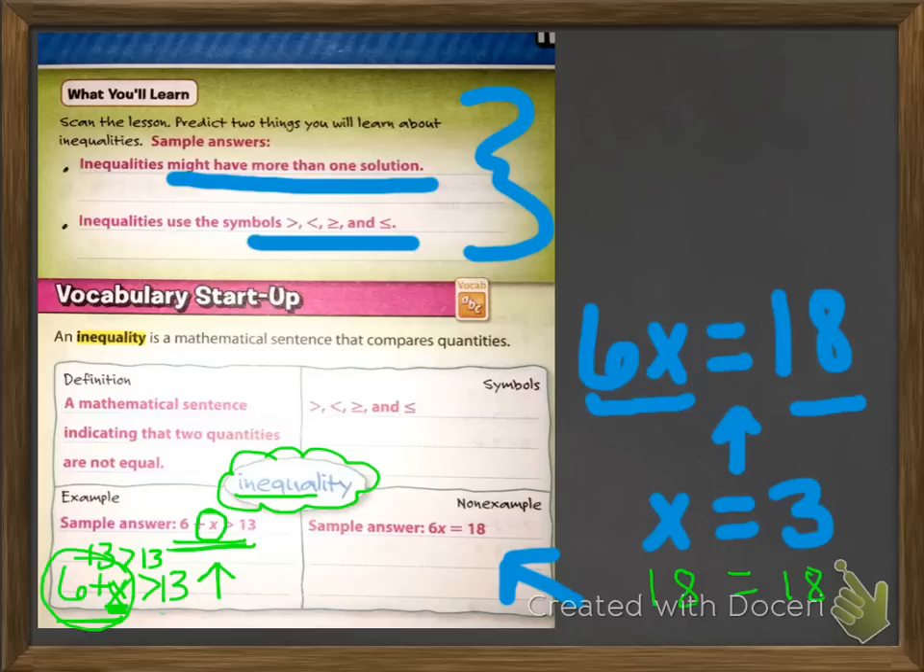Of course, the symbols that we're going to be using are the symbols indicated over in the symbols box. We have the greater than, the less than. This symbol might be new looking to you. That means greater than or equal to, and that one means less than or equal to.